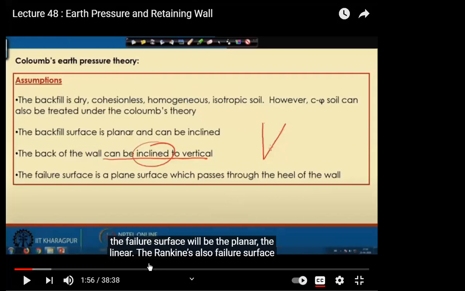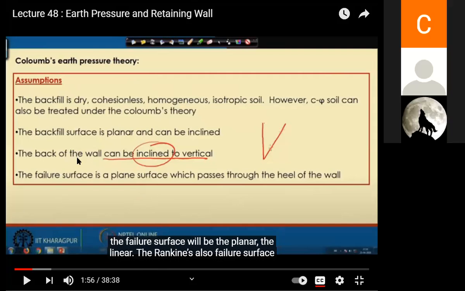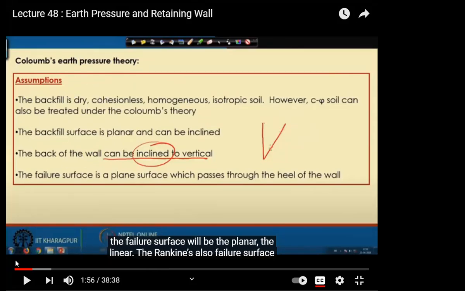Are you able to see the screen? Yes, ma'am. Right. So this is an NPTEL video which I am going to play. These videos are good actually. There are many types of NPTEL videos, but this particular video is good, which is recorded at IIT Kharagpur.